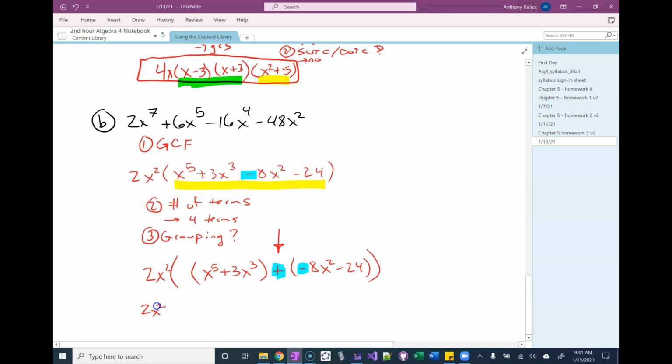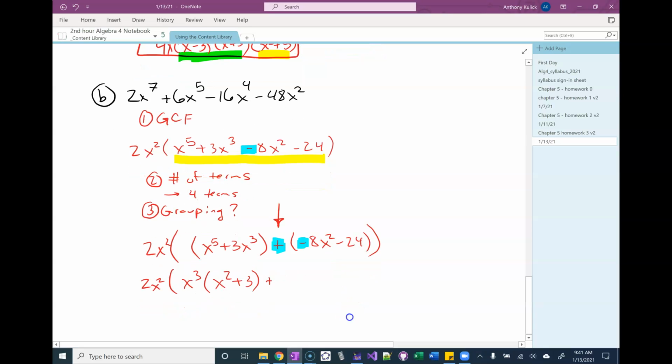Okay. So the x to the 5th plus 3x cubed, we look for a greatest common factor there, which would be x to the 3rd, or x cubed. Yep. That leaves us with x squared plus 3. And then we'll look at the second group, negative 8x squared minus 24. The greatest common factor there is negative 8. And we factor that out. That leaves us with x squared plus 3.